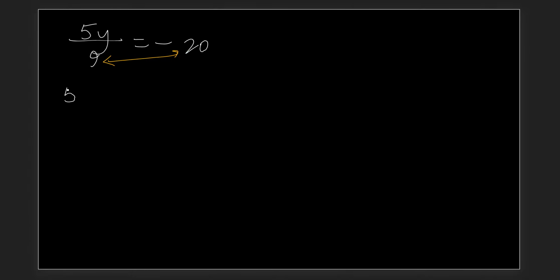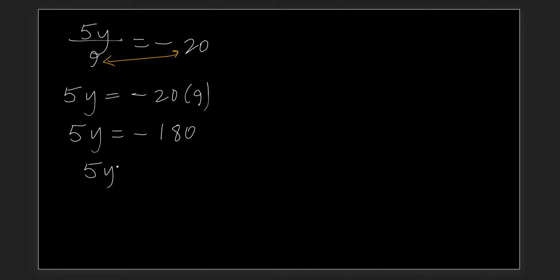So what I have is 5y equals negative 20 times 9, which is 5y equals negative 180. So now I need the 5 to go away from y. You'll start to see this faster, what you're supposed to do. Since 5 is multiplied by y, you got to divide by 5. Got to do it to each side. So these cancel, and y equals a negative number. Negative divided by positive is a negative.